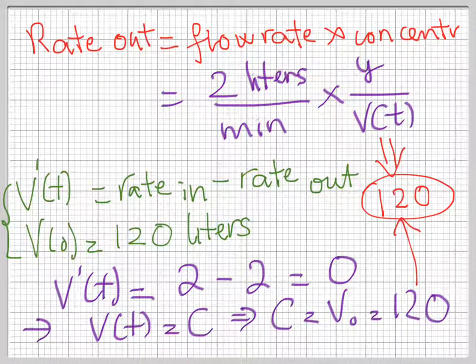That means V of t is unchanged and should be 120 liters all the time, because rate in equals rate out. Please take note here for later: if you have a problem where the rate in is different from the rate out, then V of t should be a function of t, not just a constant. In this case, to make it easier, the constant rate in equals the constant rate out. That's why the volume of the mixture in the tank will always be 120 and never change.